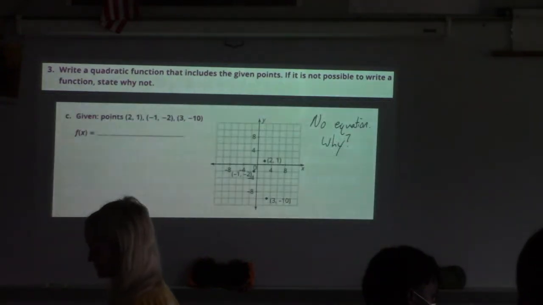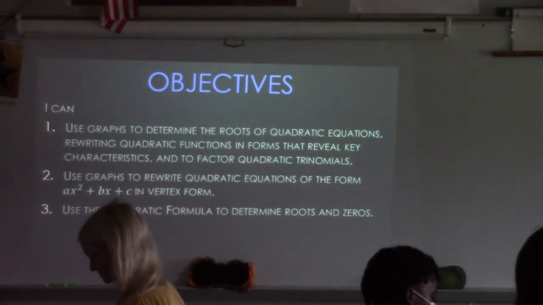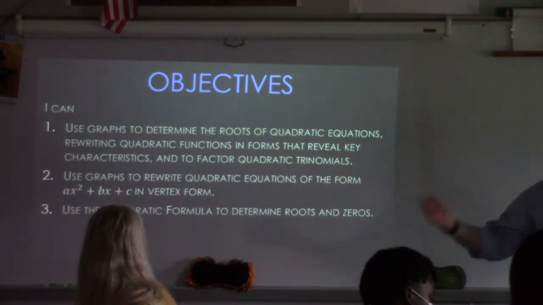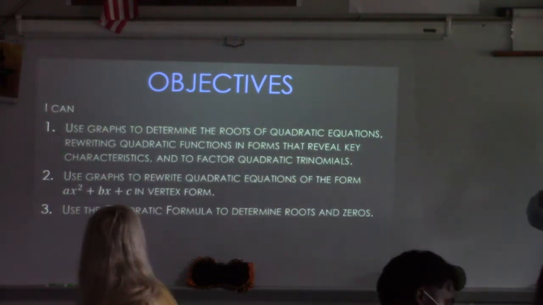Alright, so we already talked about no equation there, so we'll get into lesson 5. Here's what I need you to understand. We need to start solving quadratic equations. That's what we're getting into.